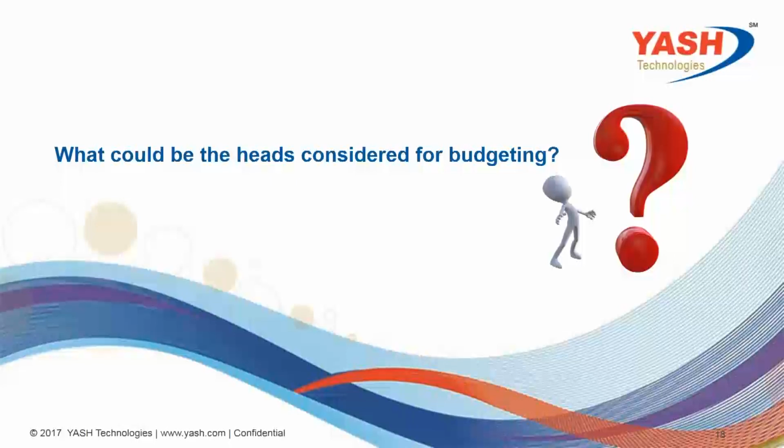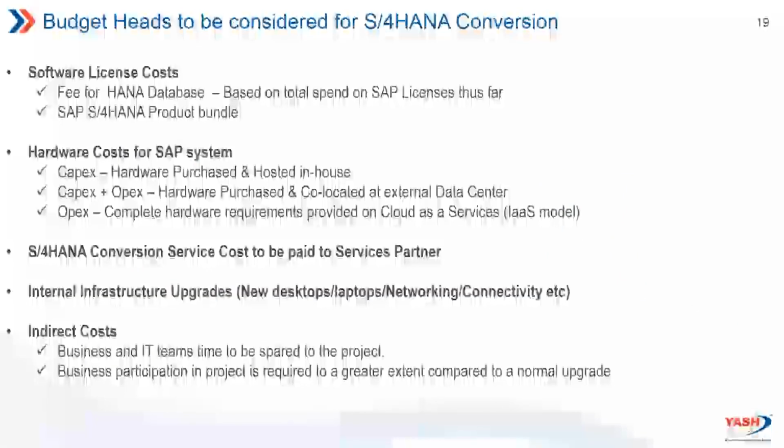Now, after the duration, the important thing to consider when you're making a business case is the budget heads. So what could be the components constituting your budget? One is definitely the software license cost, as a fee for your HANA database. How the math works is that all the spend that you have made on SAP licensing right from the start until today is the base, and on top of that there's a percentage, which depends on every market. That is the price you pay to acquire the HANA database license.